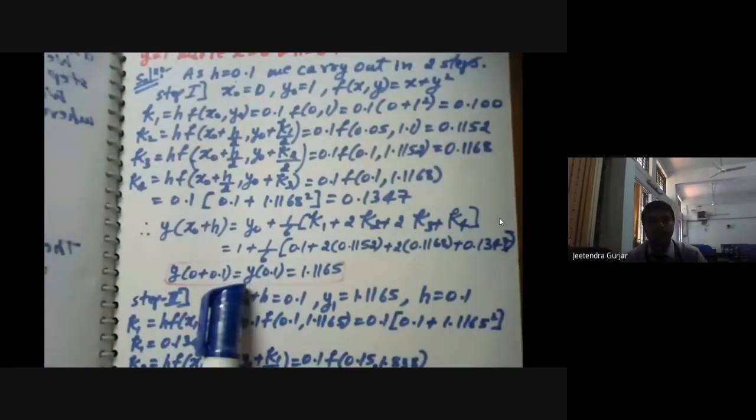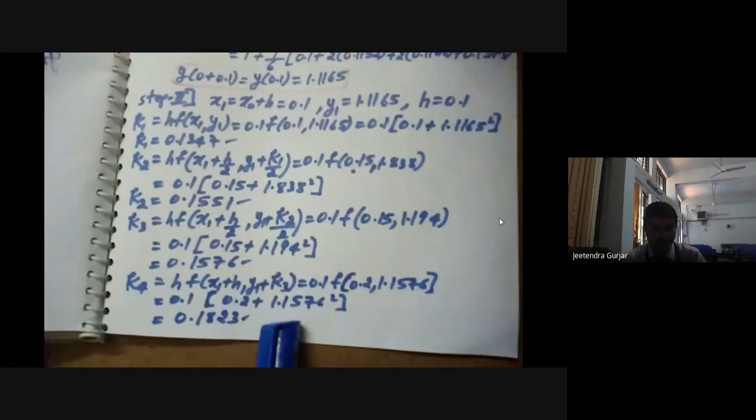After finding k1, k2, k3, just substitute in the Runge-Kutta fourth order formula, that is y of x naught plus h is equal to y naught plus 1 upon 6 in the bracket k1 plus 2k2 plus 2k3 plus k4, which is equal to 1 plus 1 upon 6 in the bracket 0.1 plus 2 times 0.1152 plus 2 times 0.1168 plus 0.1347. When you simplify, you get the answer y of 0.1 is equal to 1.1165. Similarly, repeat the same for step 2. No change, only values will change. The formula remains as it is.